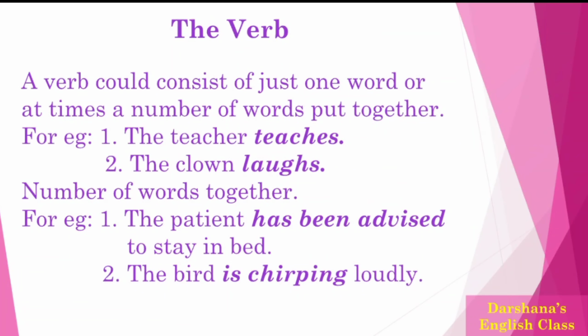A verb could consist of just one word or at times a number of words put together. Yes, this is the next very important part of verb. A verb can be of one word also, and it can be of a group of words too. The examples given are: the teacher teaches, the clown laughs. In the first sentence, the teacher's action is mentioned, that she teaches. In the second sentence, the clown's action is mentioned, the clown laughs.